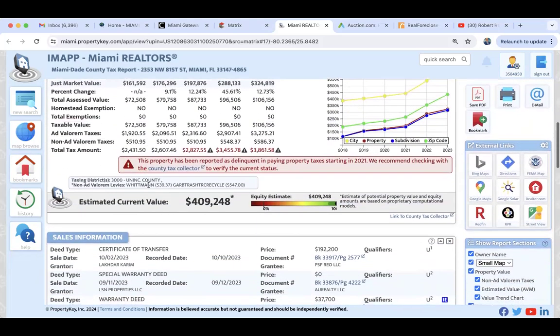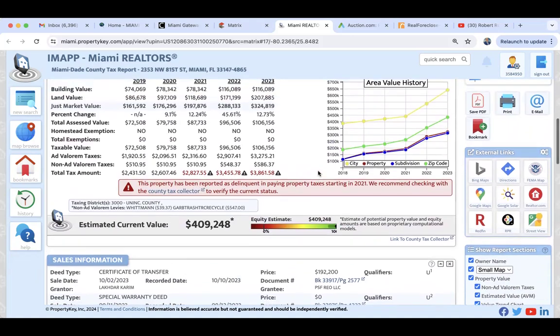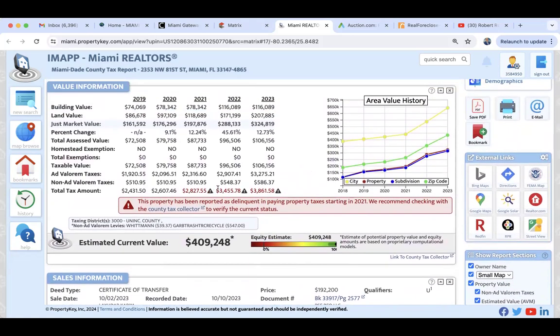The new version of IMAP gives you an estimated value of the property, and that's currently looking at $409,000. Now, of course, we do want to run our own comp value. But before we do so, guys, pay attention to this red warning that you see here. There are several years of back taxes due on this property. So not only is it an REO, but also there's money owed to Miami-Dade County for their property taxes. All right, we've got 2021, 2022, and 2023 unpaid property taxes.